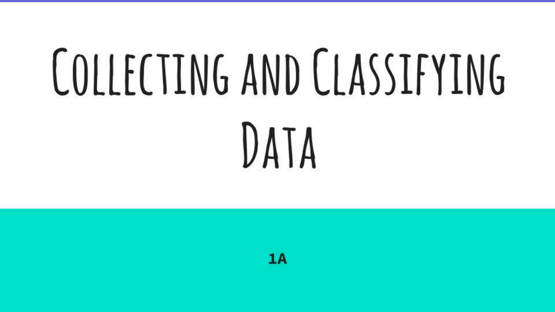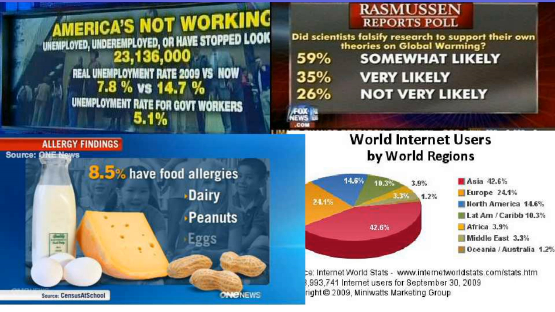Alright, hey, this video is going to go over section 1A, which is about collecting and classifying data. So data is everywhere. We see it in the news all over the place. You are very familiar with looking at data, but the better you understand how data is collected and where it came from, the better you can spot when it's been manipulated to say something, and see what people are trying to do when they're presenting data.